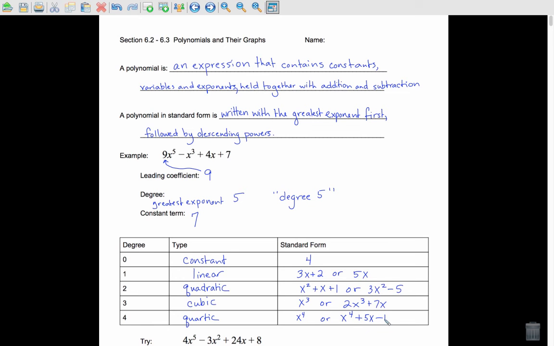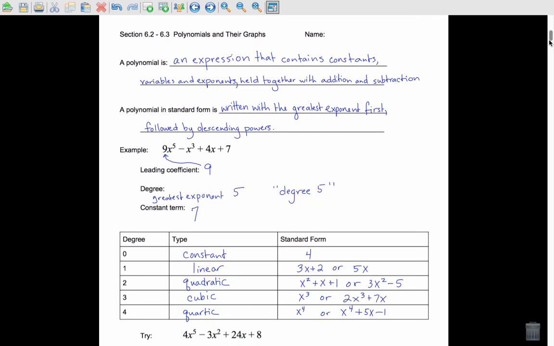Okay, so notice all of these examples I've given you, there's a group of terms. They're held together by addition and subtraction. And there's variables and there's exponents. And for the most part here, I've used the same variable throughout, and that's most of what we're going to see in Algebra 2.